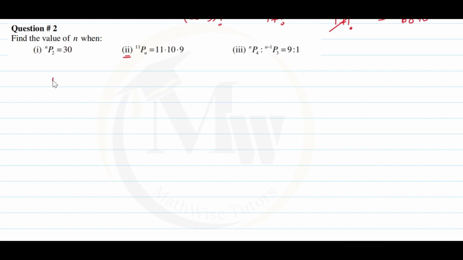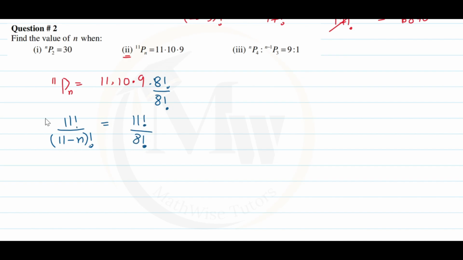Here is question number 2. So first I will try the second part, and the other parts are the same. We have 11Pn is equal to 11, 10, 9. What you do, we have to make the factorial form on the right hand side. So for this, we'll multiply by 8 factorial over 8 factorial to complete this factorial. So the numerator becomes 11 factorial over 8 factorial.